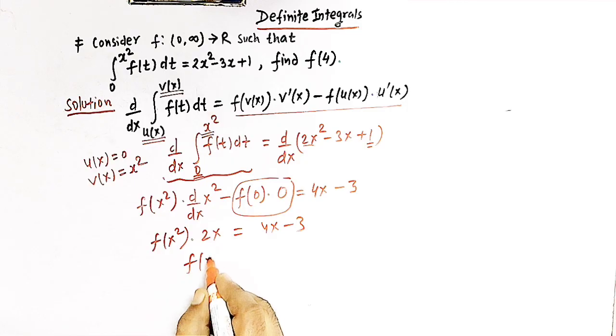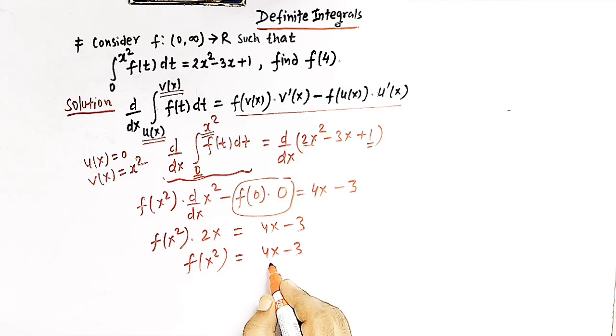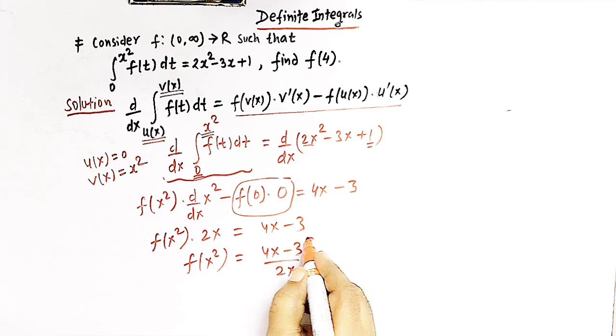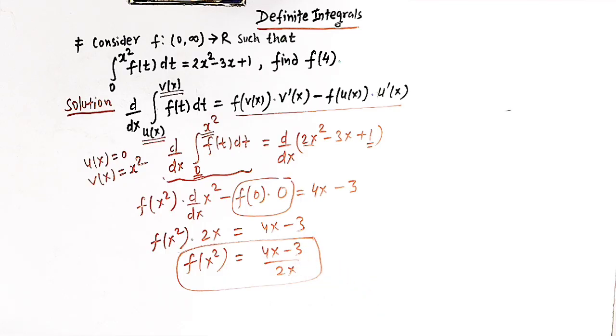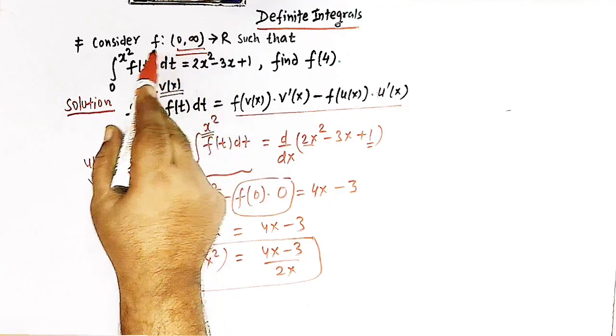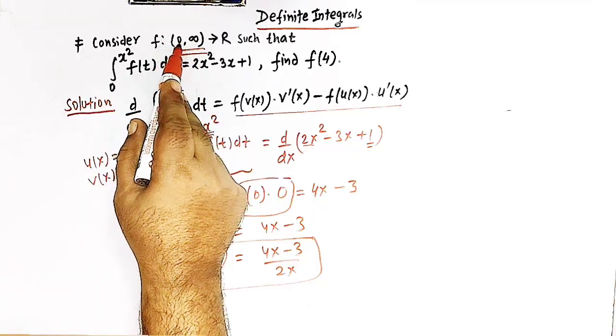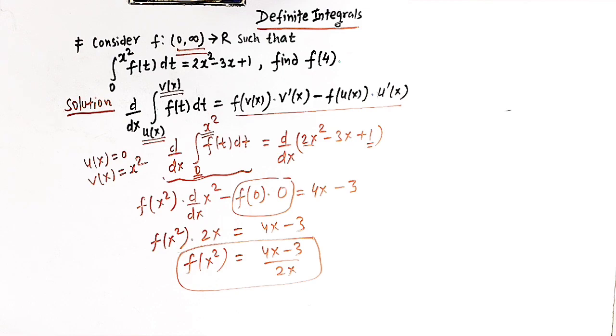So now f of x square is given by 4x minus 3 over 2x, right? So this is a functional equation, and here we can see that x appears in the denominator, and here the domain of the function is the open interval, that is 0 to infinity. So here obviously x is not equal to 0.